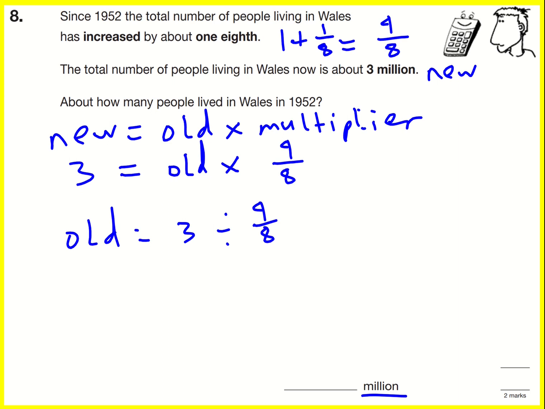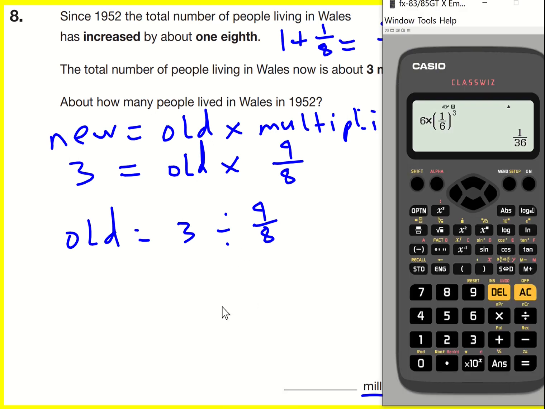And here's the key thing: you do not decrease 3 million by 1/8. That's not the same, because I need to decrease it by 1/8 of the original amount, not 1/8 of the new amount. And we don't know what the original amount is, so you can't do it in the same way. You need to use this idea of the multiplier.